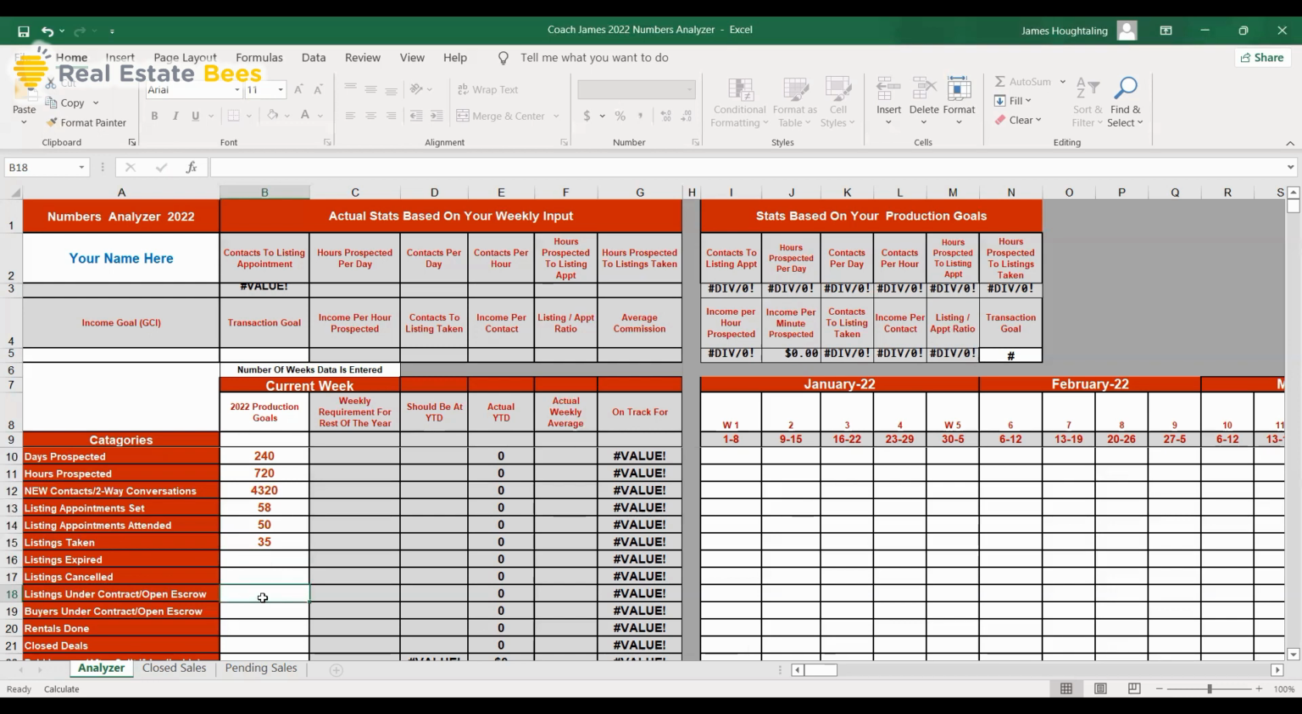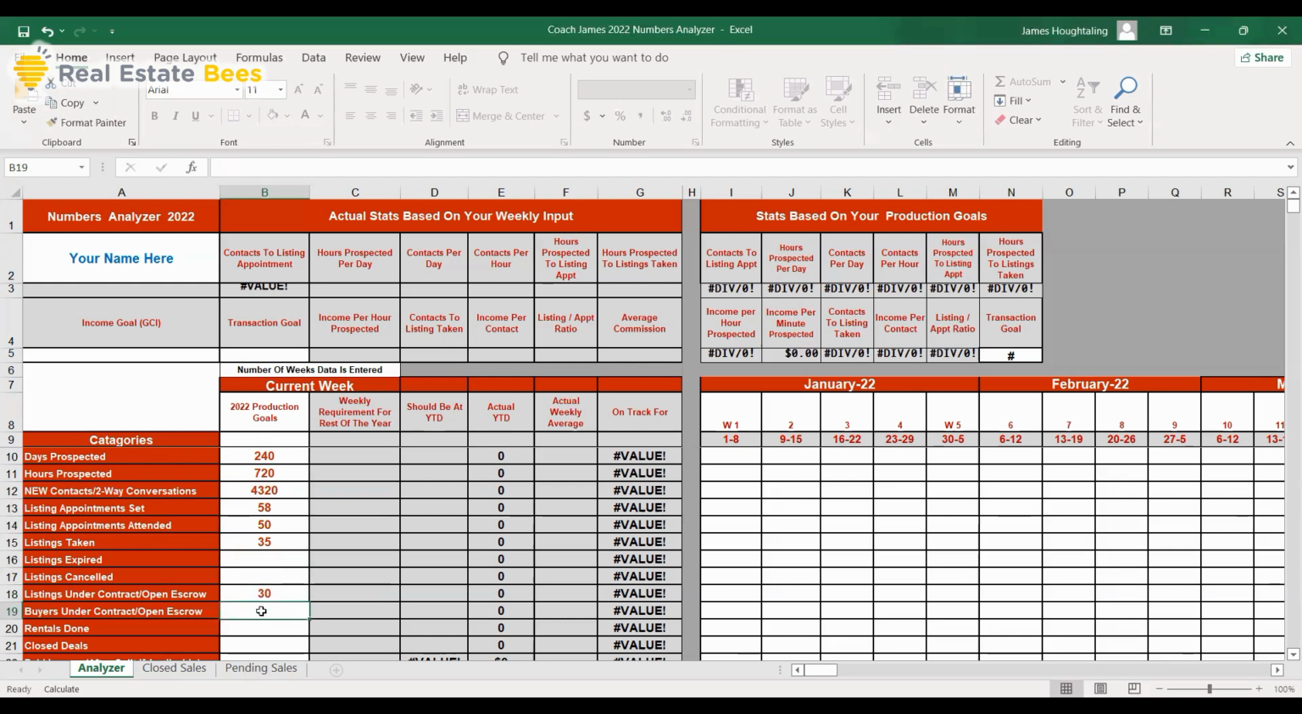Okay, listings under contract or open escrows. Simple. How many of the 35 do you expect to sell or want to sell or need to sell? In this market, we're probably going to sell most of them, if not all of them. You may have a couple of listings that you list in late November, early December of 2022, and they don't actually go under contract in 2022. So just for, again, conservative sake, let's say 30 of the 35 sell in 2022.